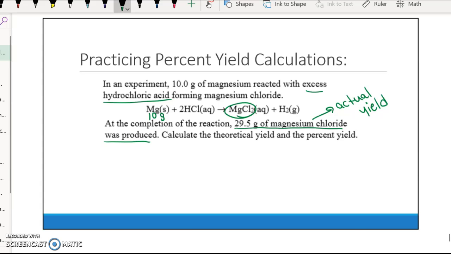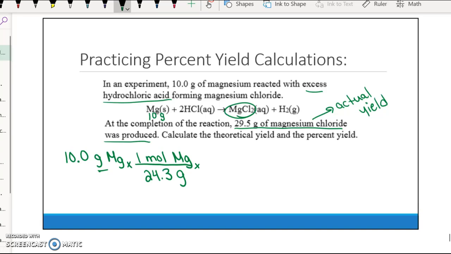So starting off with our 10 grams of magnesium. This is just like normal with our 3 steps. We're going to do molar mass, then mole ratio, then molar mass. So remember, we have grams here, so we want grams on the bottom. I look up my molar mass of Mg, 1 mole of Mg. I think it's 24.3.